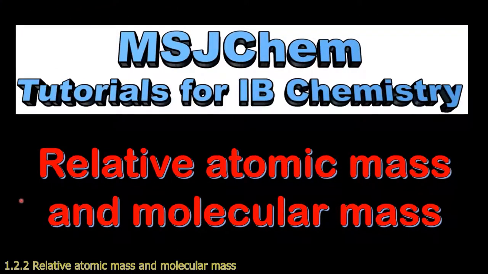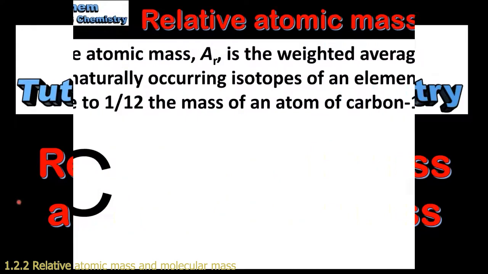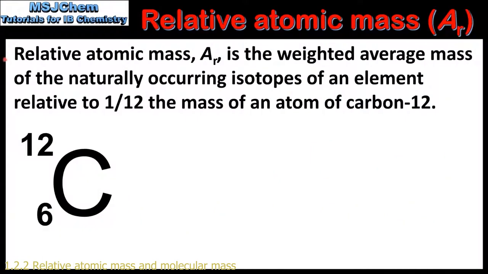This is MSJ Chem. In this video, I'll be looking at relative atomic mass and relative molecular mass. So we'll start with the definition of relative atomic mass. Relative atomic mass is the weighted average mass of the naturally occurring isotopes of an element relative to 1/12 the mass of an atom of carbon-12.